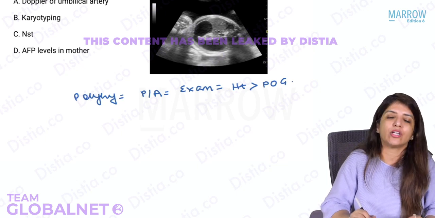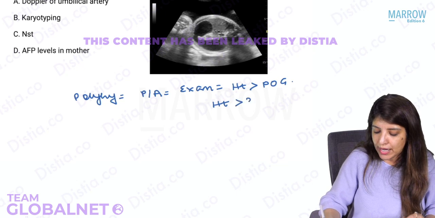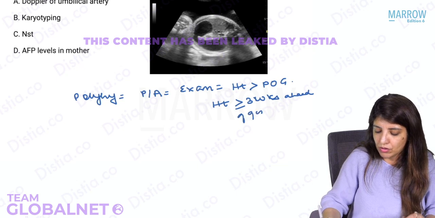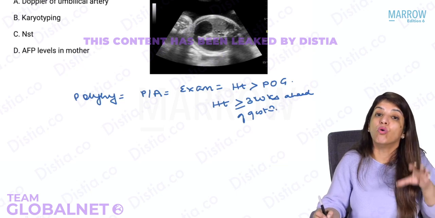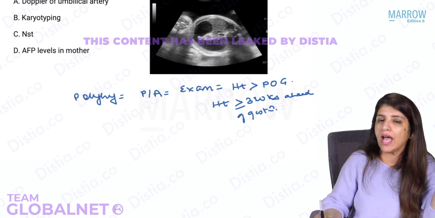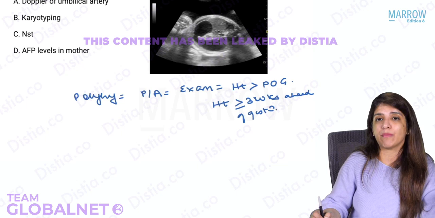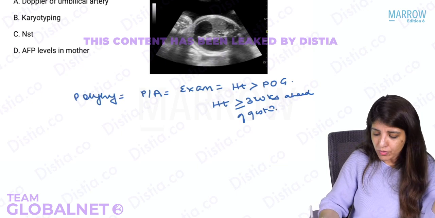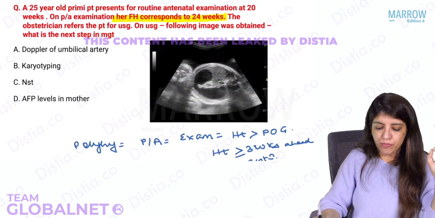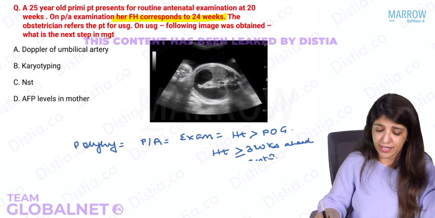And when should you suspect that you are dealing with a case of polyhydramnios? When height is more than 3 weeks ahead of gestation. So if on per abdominal examination, height of the uterus is more than or equal to 3 weeks ahead of gestation, and you were doing it on a patient who had emptied her bladder, and her menstrual history is absolutely normal, then you should suspect that this is a case of polyhydramnios. Right? So the obstetrician, that is why, refers the patient for ultrasound because she wants to see whether amniotic fluid is in excess or not.